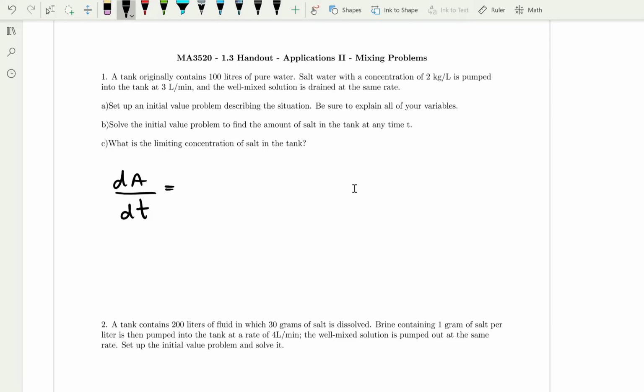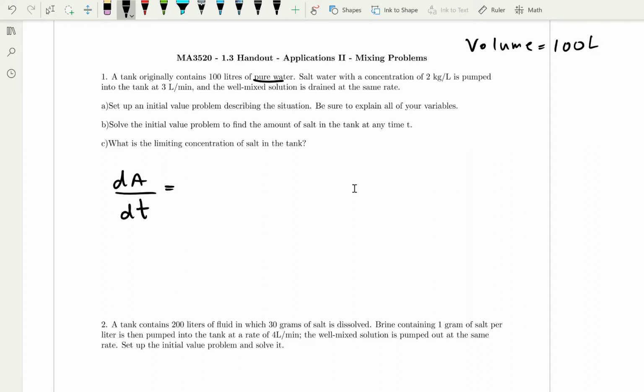Now let's read this question carefully. A tank originally contains 100 liters of pure water. So there are two things that we can extract from here. What does 100 liters represent? That's the volume. So the volume is 100 liters. That's super important. That's the amount of water that you have in the tank.